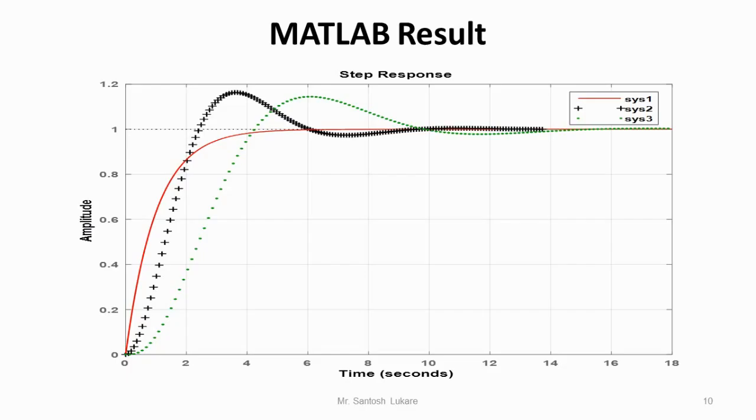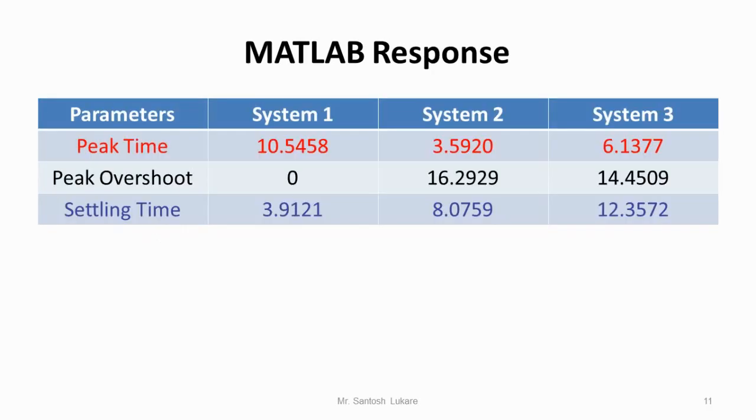So this is the step response that we have observed in MATLAB. These are the parameters. For the original system, system 1, there is no overshoot. For system 2, there is a 16% overshoot, as we have discussed. For the third system, there is near about 14.45% overshoot. In settling time, the original system is faster than system 2, which is faster than system 3. All these effects are observed in terms of the transient response specifications.